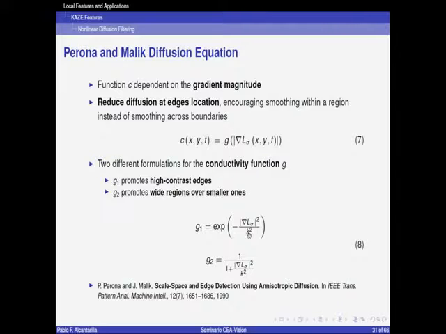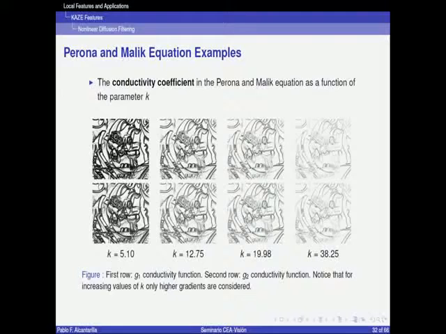equal to 1 divided by 1 plus the gradient to the power of 2 divided by the contrast parameter to the power of 2. So let's show some examples of this conductivity coefficient in Perona and Malik as a function of the parameter k. Here in this figure, you can see the first row is the g1 conductivity function, and the second row is the g2 conductivity function for different values of the contrast factor k.